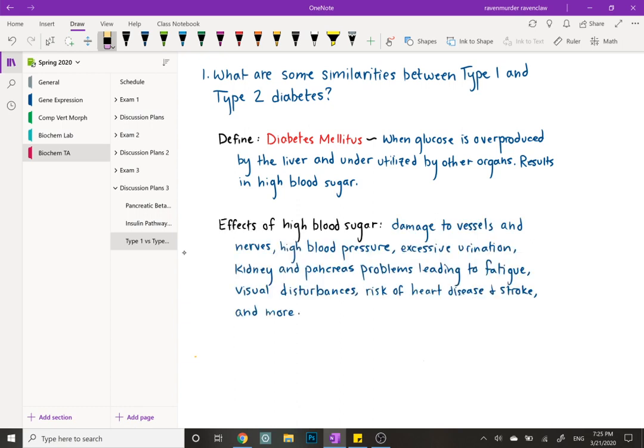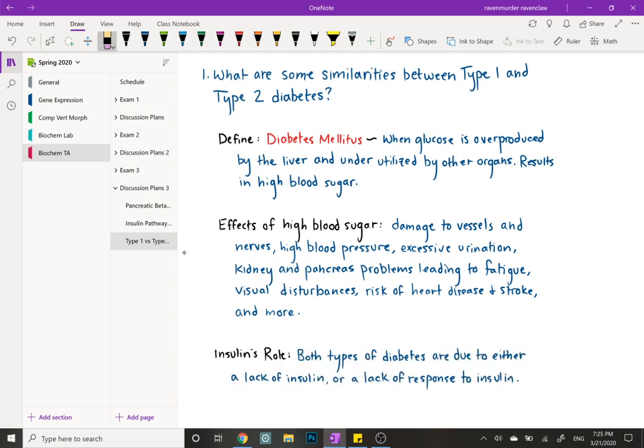Some of those are damage to blood vessels and nerves, high blood pressure, excessive urination, kidney and pancreas problems leading to fatigue, visual disturbances, and the risk of heart disease and stroke, and more. You don't have to memorize all of those, but just so you're aware of why this is important and why diabetes is something that so many people are trying to find cures and treatments for. So, another important similarity between type 1 and type 2 diabetes is that they are both based on insulin and either the inability to respond to insulin or the complete lack of insulin.